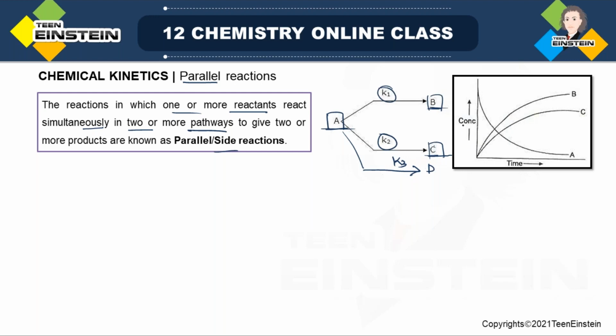Now look at this plot. We have taken the concentration of A, and not just A but the concentration of the products B and C also, on the y-axis and time on the x-axis.